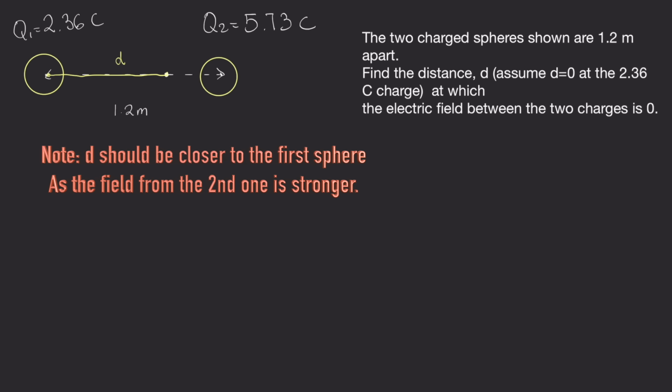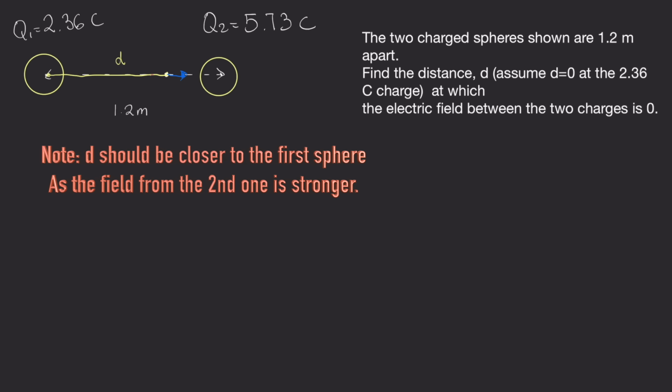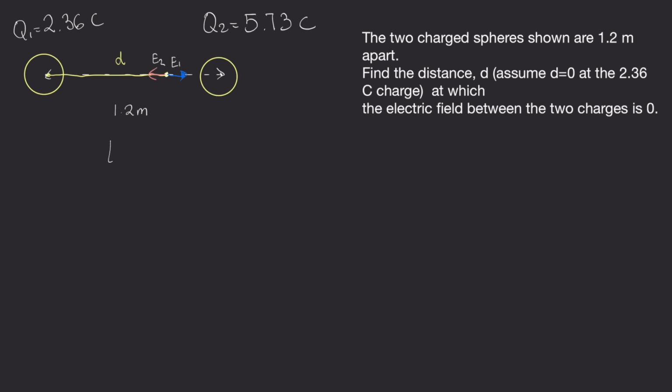So at this point, there's going to be two electric fields and they should be equal and opposite. In practice, one of the electric fields will be from the 2.36 Coulomb charge, which is positive, and then there's going to be another one from the 5.73 charge, which is also going to be equal and opposite. And the two will have to be equal in magnitude. So we can call one of them E1, the other one E2. We can say that E1 is equal to E2.